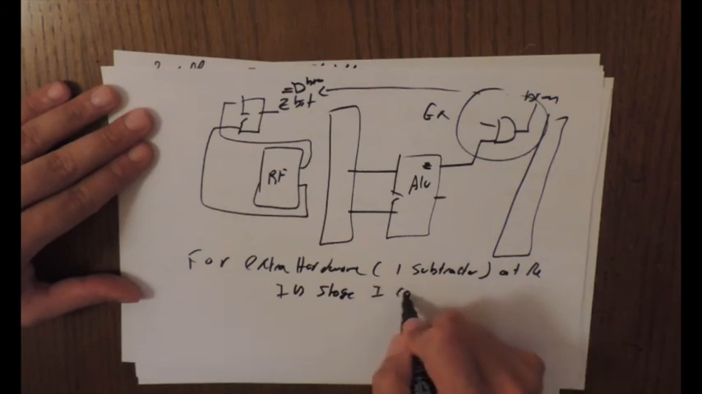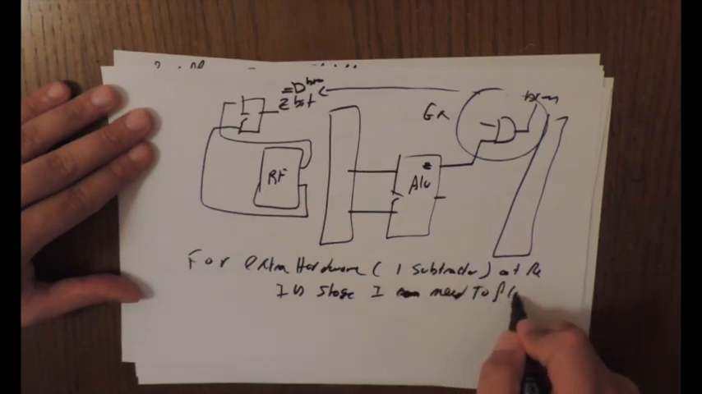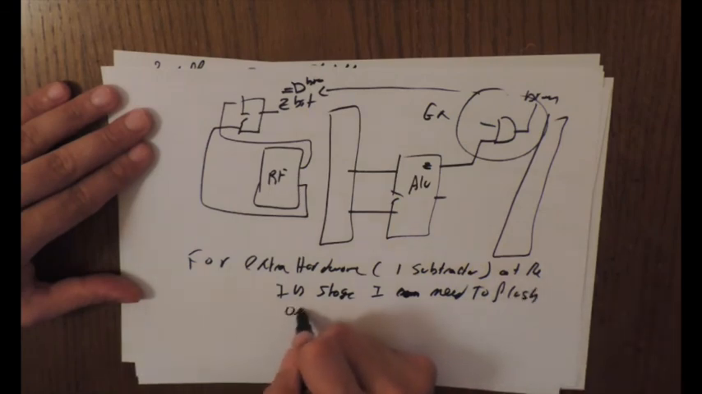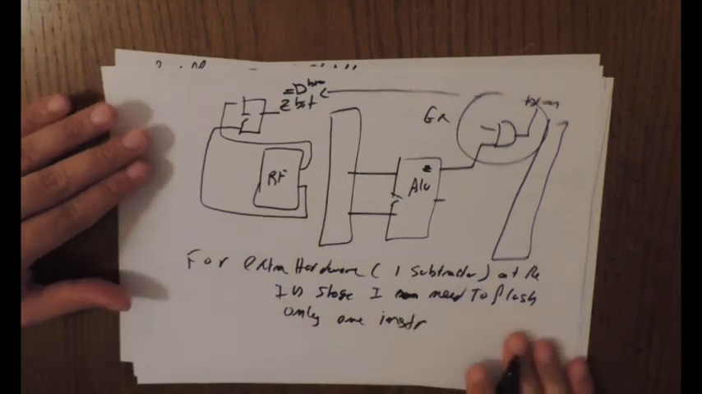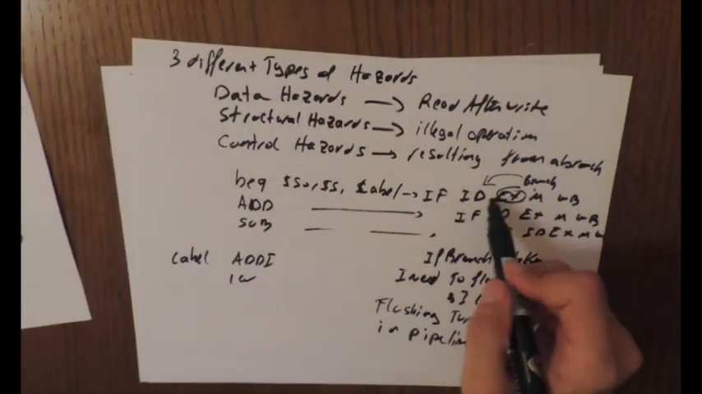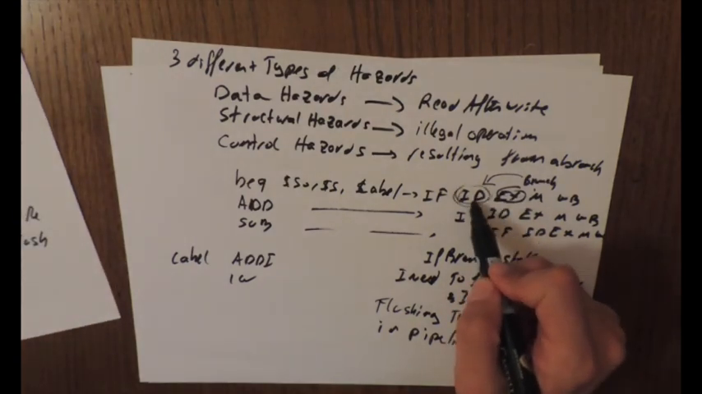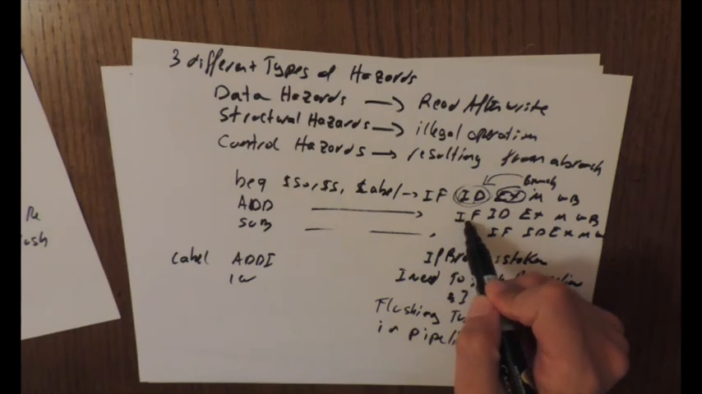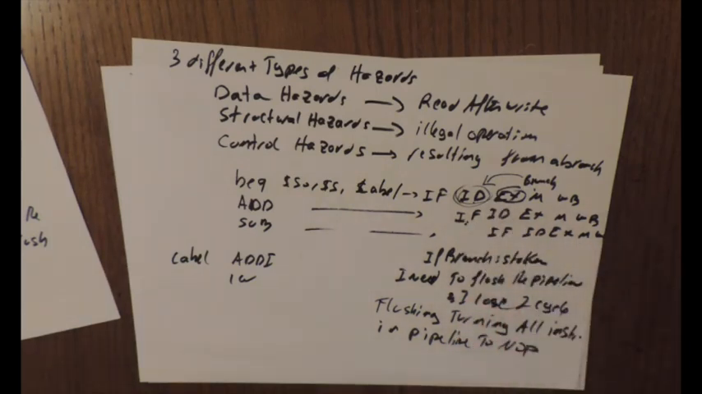I need to flush only one instruction, because in this case the branch is taking place here. So I only fetch 1 instruction, and this will save me actually 1 cycle. And this concludes this lecture on forwarding and hazards.